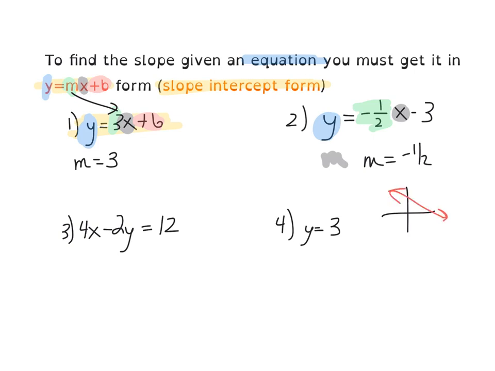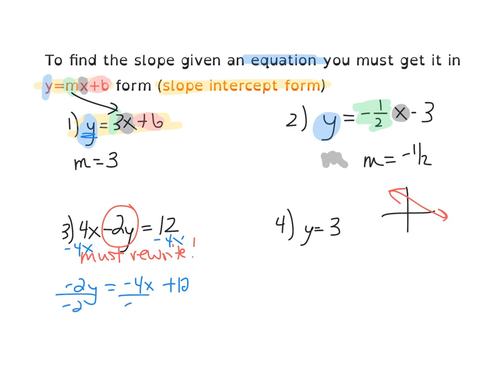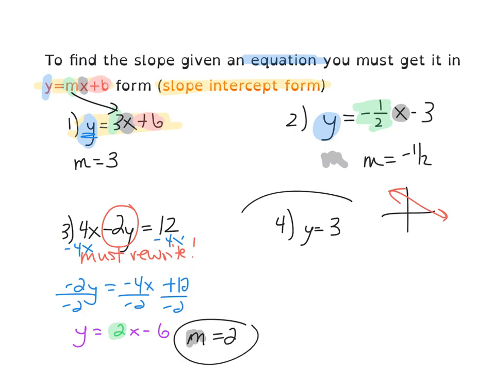Now number 3 is not in that form, so we must rewrite it first. If we're going to rewrite it, we want to get the y value alone. So let's go ahead and subtract 4x from each side. So we have -2y equals -4x, and then that was a +12. So we need y to be alone, so our last step would be to divide by -2. Everything divided by -2, so finally we get y equals 2x minus 6. So the number in front of that x value, when y is all alone, is 2. So the slope of this line is equal to 2.